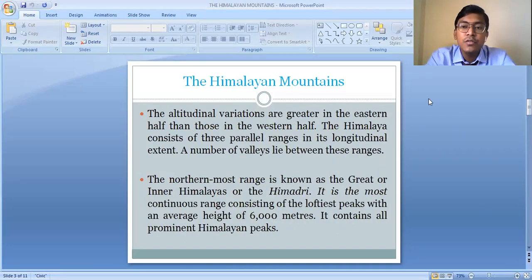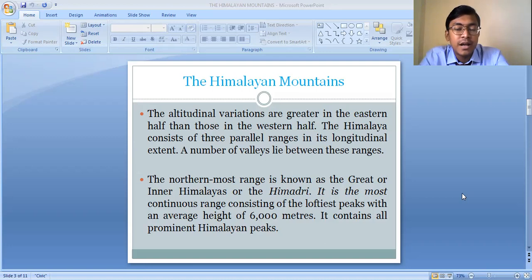And in terms of the altitude, the Himalayan mountain ranges have some of the highest peaks in the world, like Mount Everest, the Kanchenjunga, then Makalu, and many other peaks, which are some of the highest peaks of the world. So even the height of the Himalayan mountains, that is the altitude, varies from the east to the west.